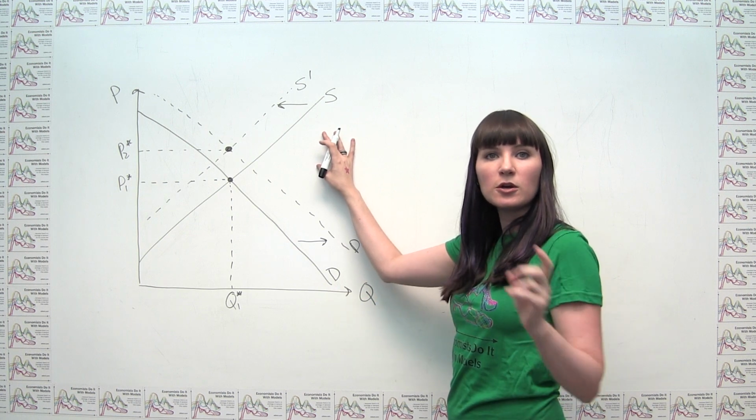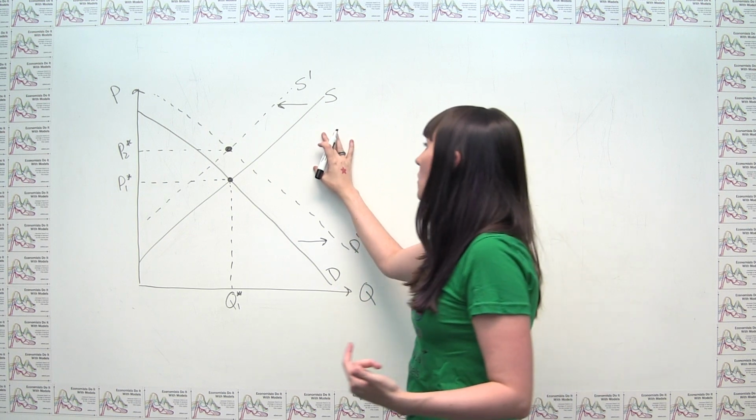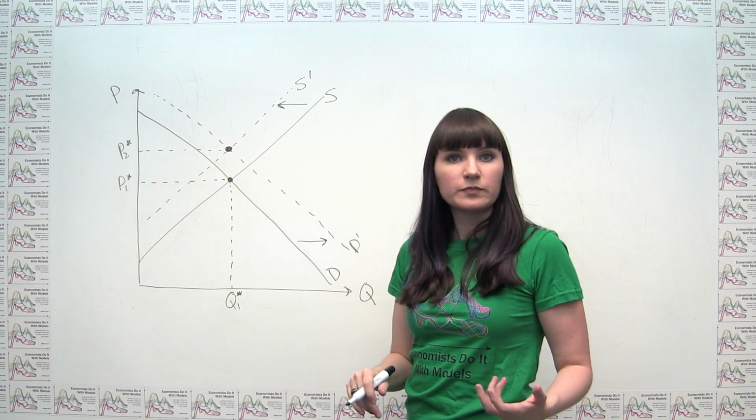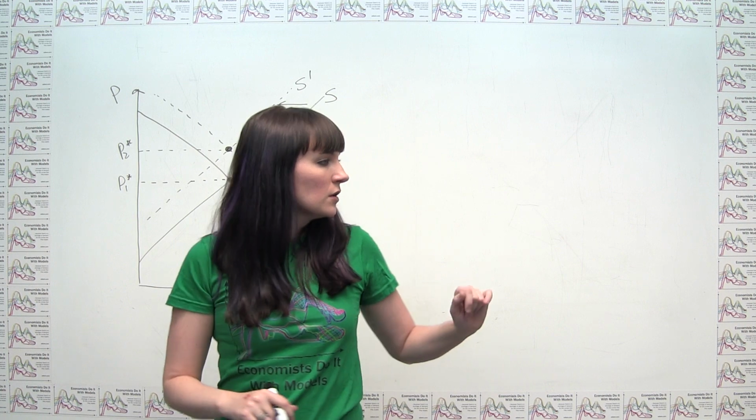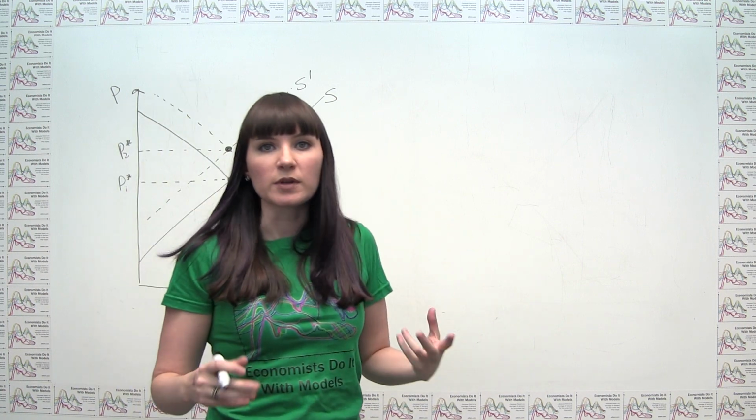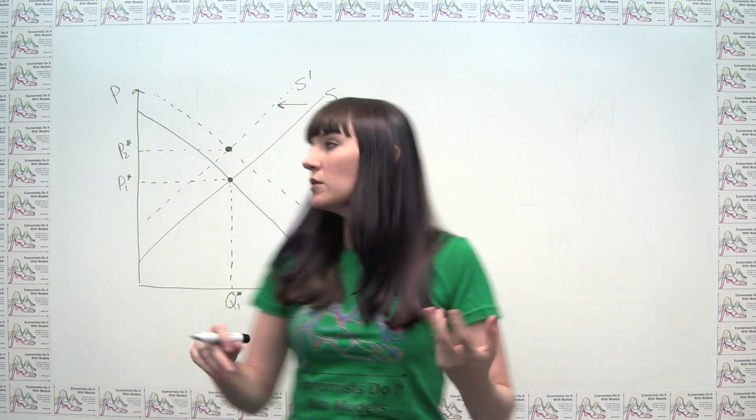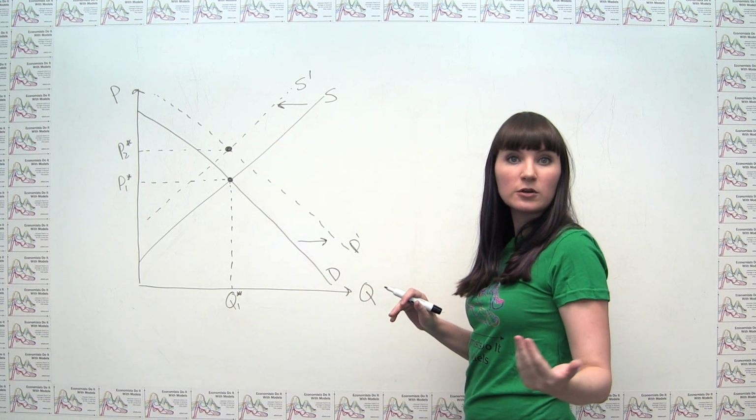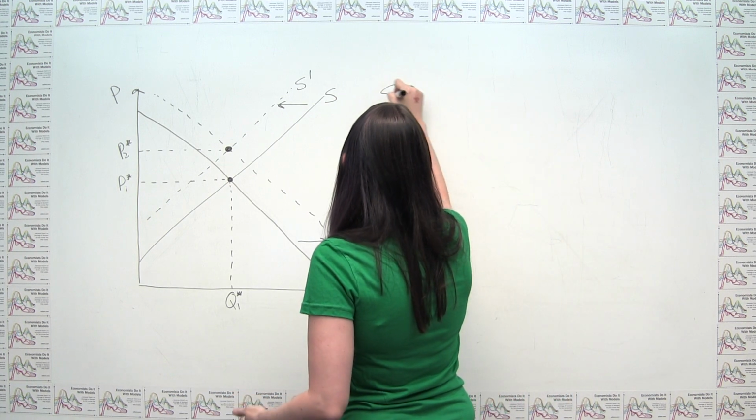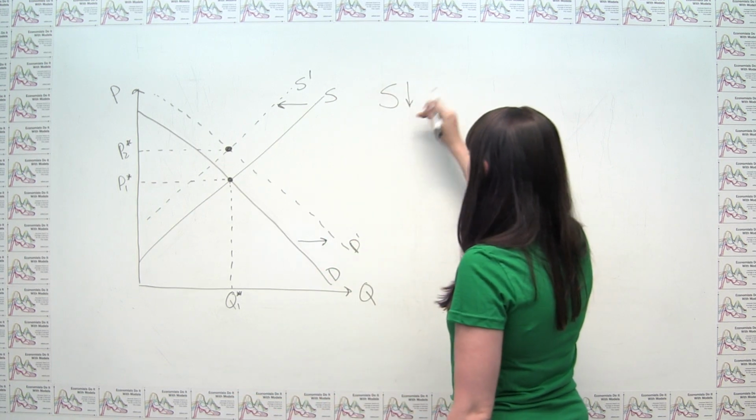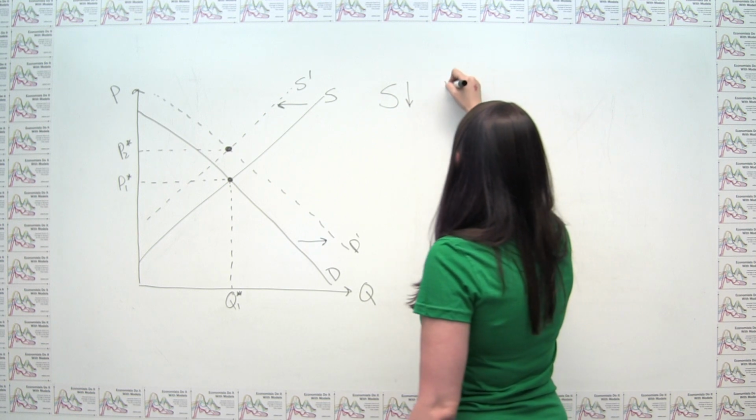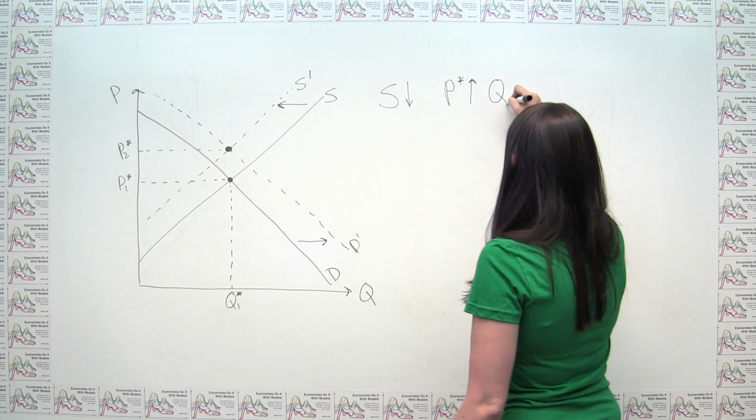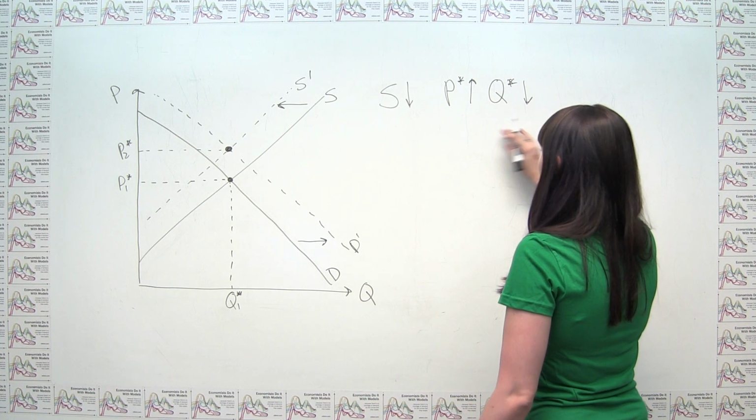Because when we have multiple curves shifting at the same time, we're likely to get some ambiguity in what happens to price and quantity. And here's why. So we could analyze each of these effects separately and then put them together. So the decrease in supply is something that we talked about in a couple of earlier examples. And we said when we have a decrease in supply, that's going to lead to our equilibrium price going up and our equilibrium quantity going down.